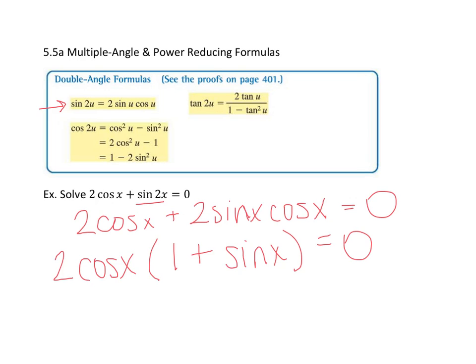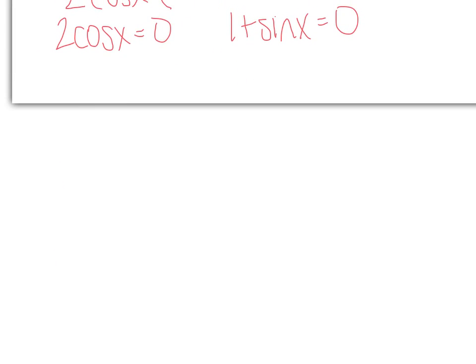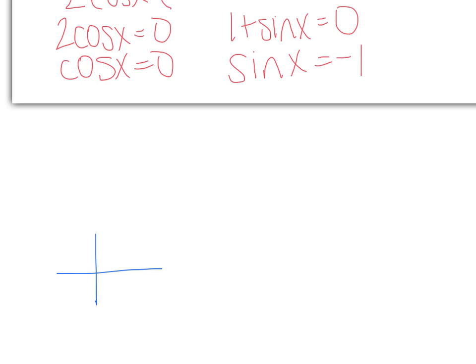Now I can take my two factors and set them equal to 0. And when I solve them, I'm going to get cosine x equals 0 and sine x equals -1. So where does cosine x equal 0? Cosine is going to equal 0 where the x coordinate is 0. So up here at pi over 2, 3 pi over 2, we can combine that into one statement and say that's pi over 2 plus pi k.